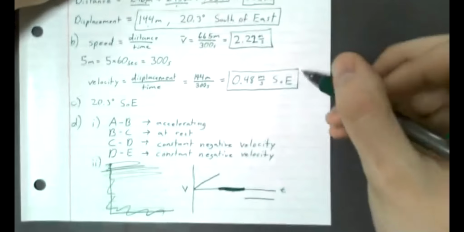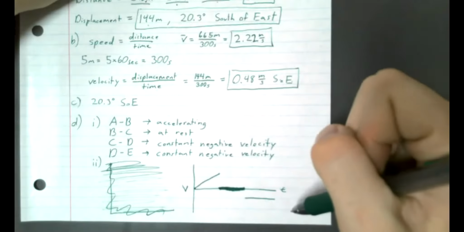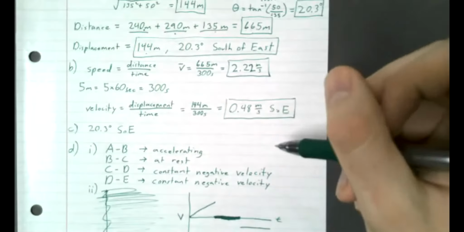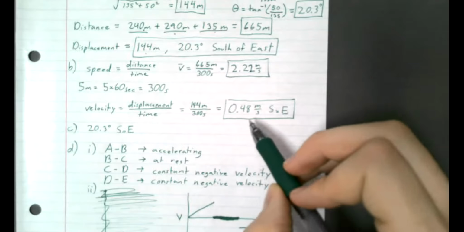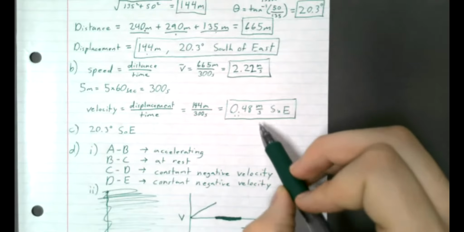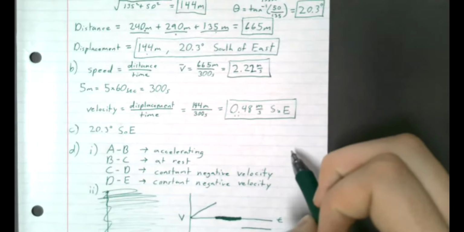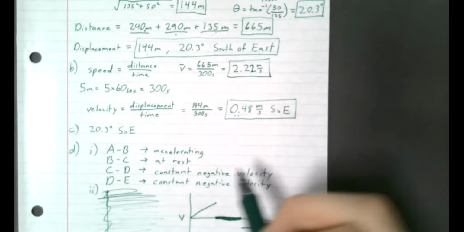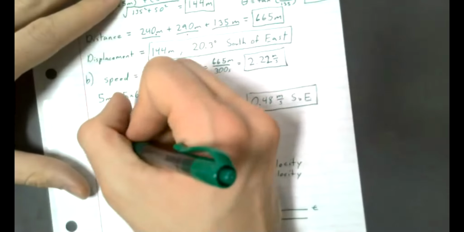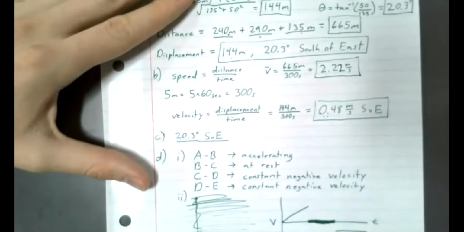And so therefore it is south of east, like that, okay? So my velocity is 0.48 meters per second south of east, because I did the total displacement over total time. And the angle that I'd have to travel is 20.3 degrees south of east.